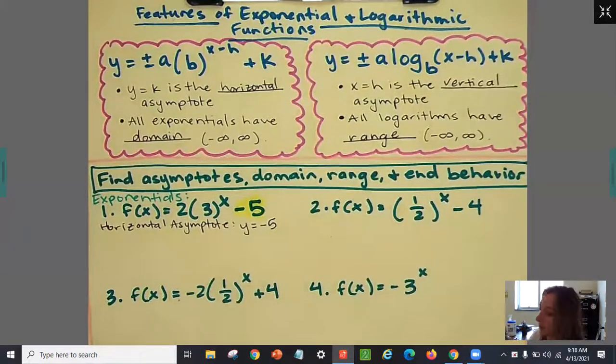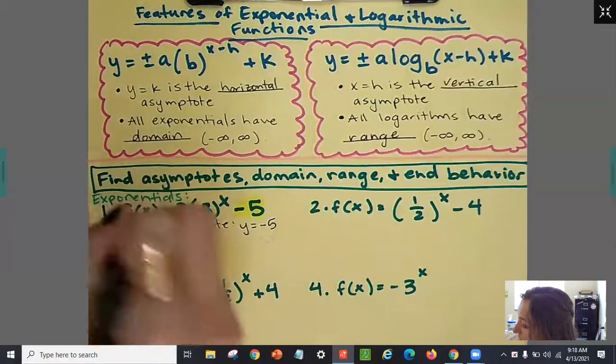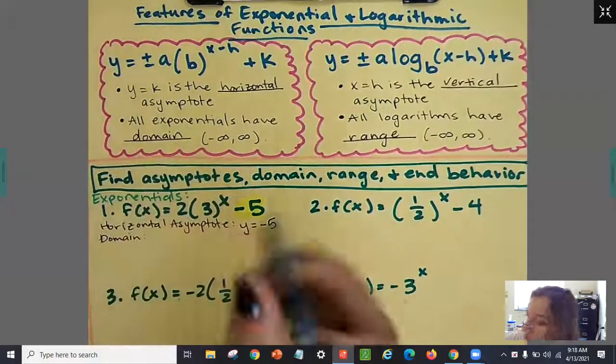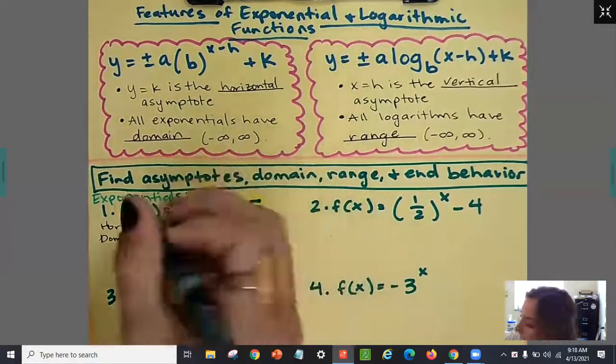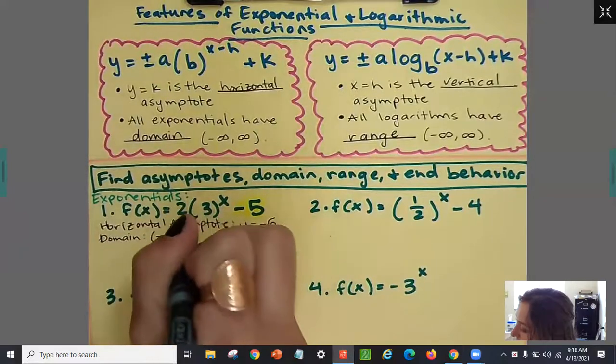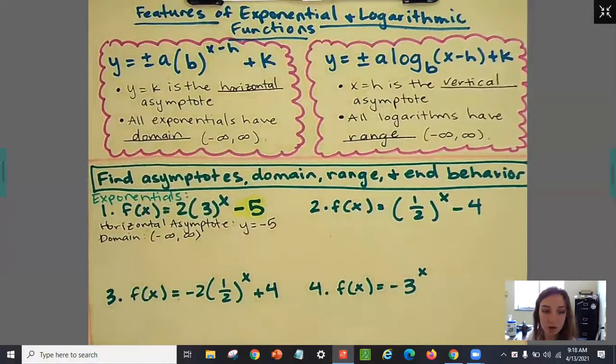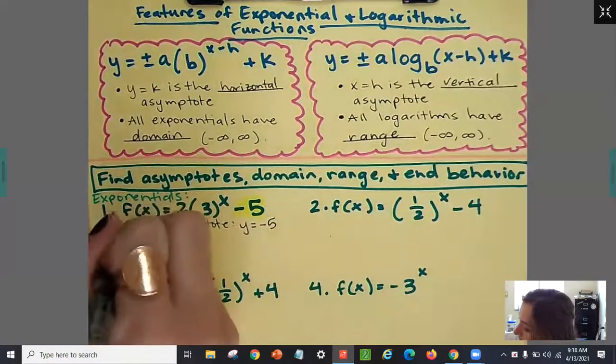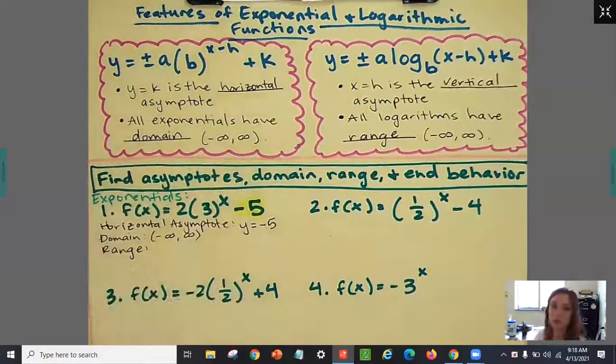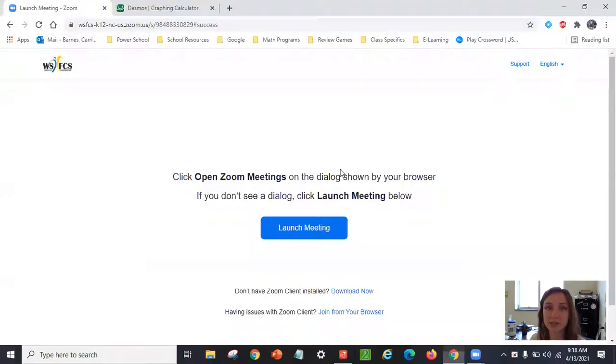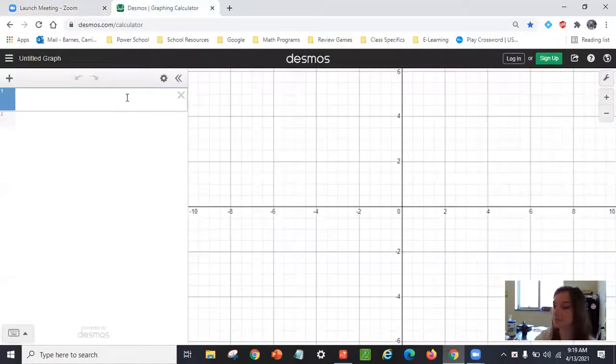All right, now we're going to do our domain and range. Okay. So domain, remember the domain for all exponentials is going to be negative infinity to positive infinity. And now we're going to do our range. Okay, and with the range, what you should find is that the asymptote is actually included in the range. So it's going to be using this minus 5 here, but I want to see, is this from negative infinity to negative 5, or is it from negative 5 to positive infinity? So let's go look at Desmos, and we're going to type this guy in.